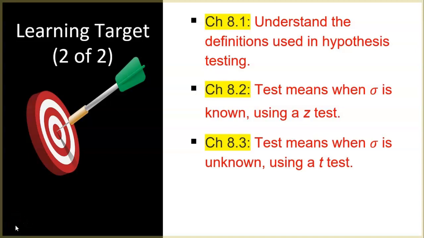For section 3 of chapter 8, we look at the hypothesis testing process when the population standard deviation is unknown using a t-test. So much like in chapter 7, when we were constructing a confidence interval for the population mean when the standard deviation was unknown, and we had to estimate that using s, the sample standard deviation, it's a very similar process in section 8.3 when we look at hypothesis testing.